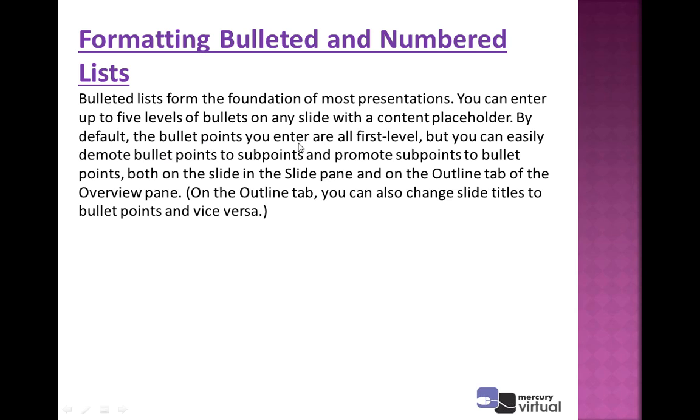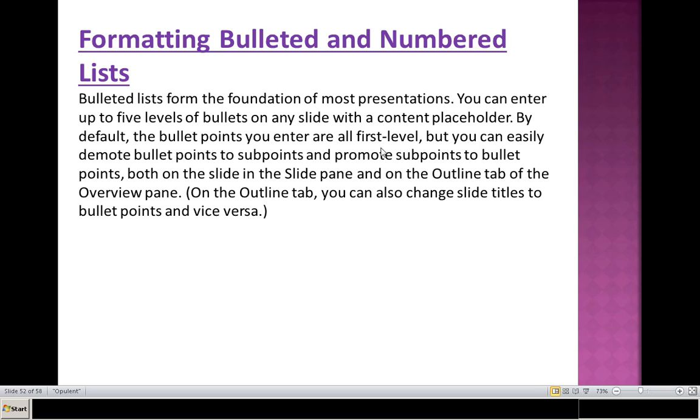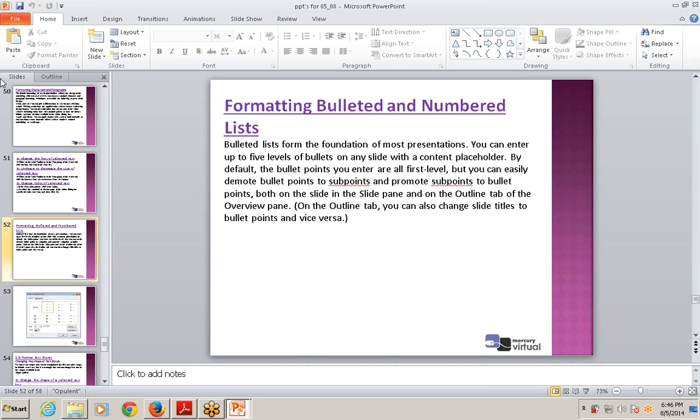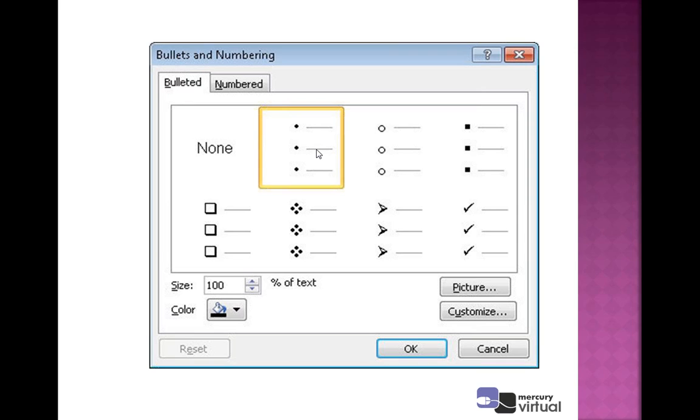By default, the bullet points you enter are at first level, but you can change the level, means you can change the bullet styles. For example, these are the different bullets available. You can choose either this bullet, these bullets, or you can customize. You can use any type of picture or shape for the bullets and numbering.